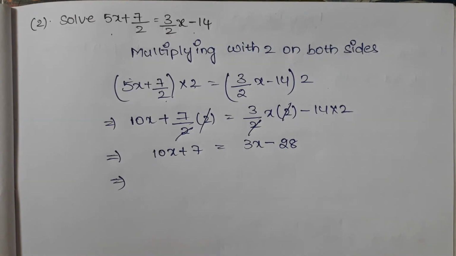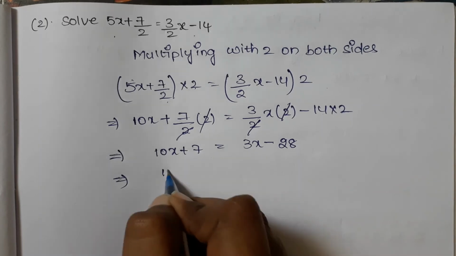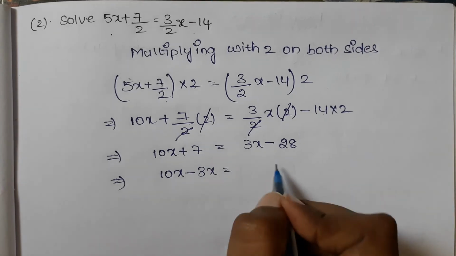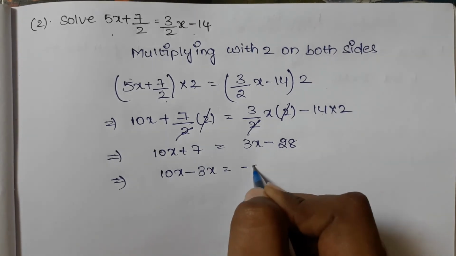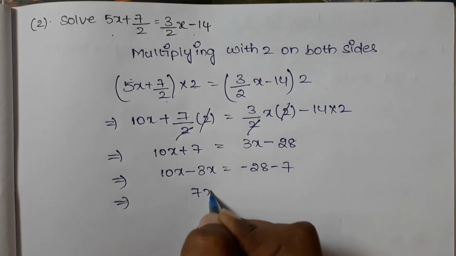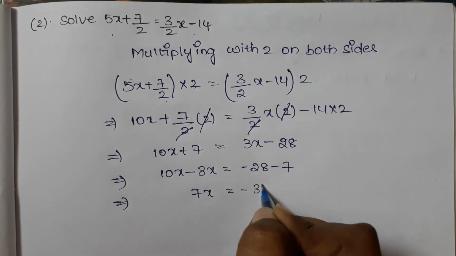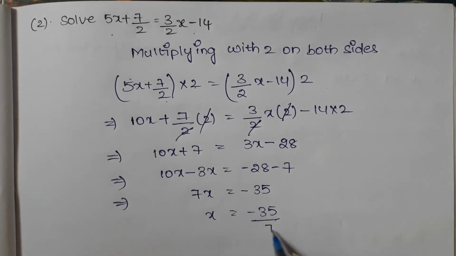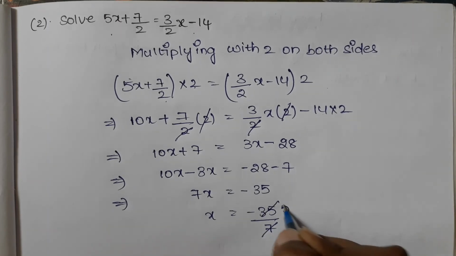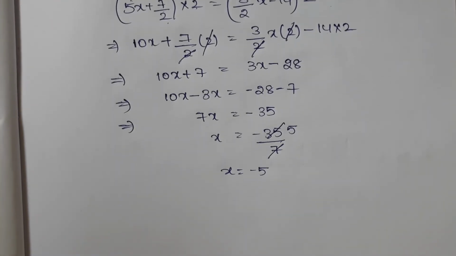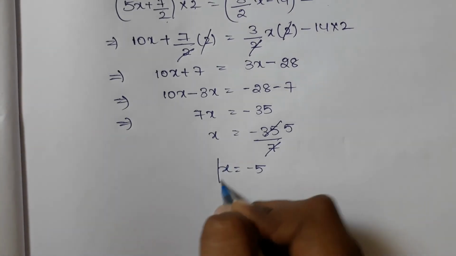And now the variables should be taken to one side and the numbers to the other side, that is 10x minus 3x equals, the 7 taken to the RHS, minus 28 minus 7. Now 7x equals minus 35, x equals minus 35 by 7, that is minus 5, and x equals minus 5 is the solution of the equation.